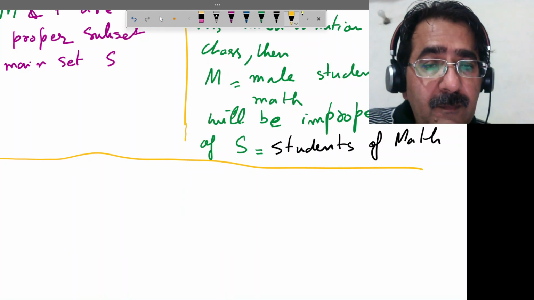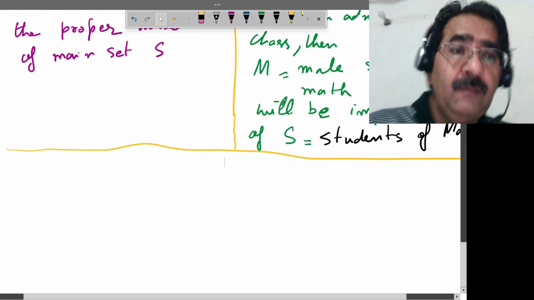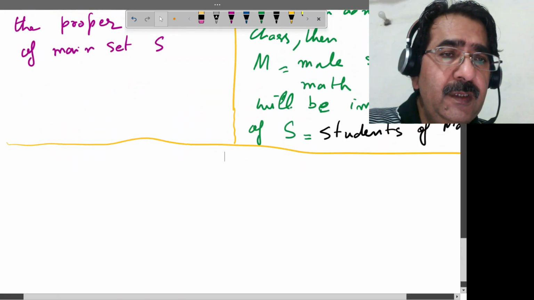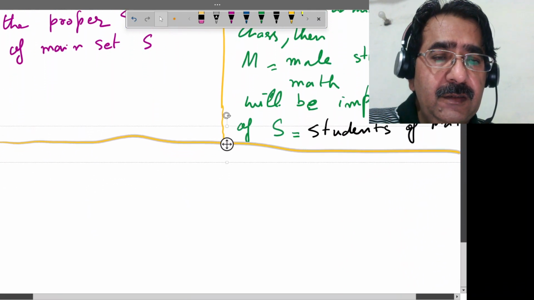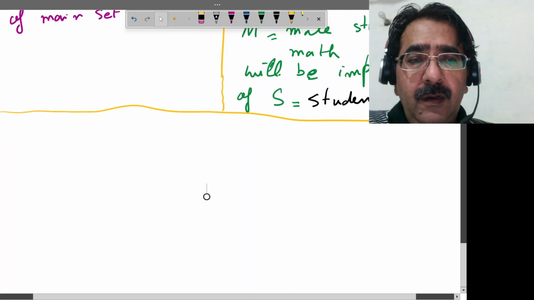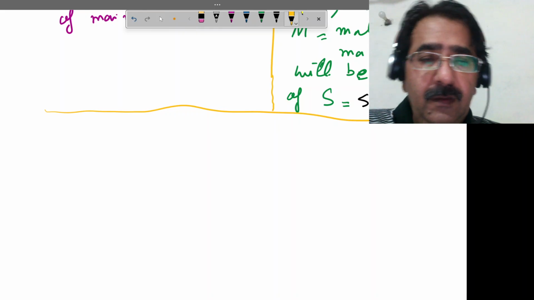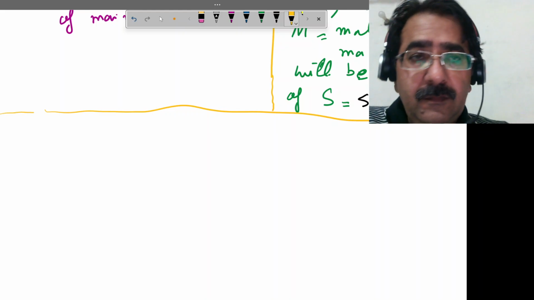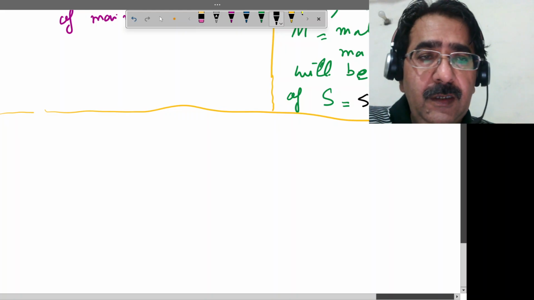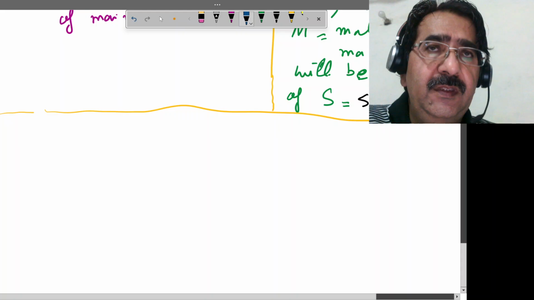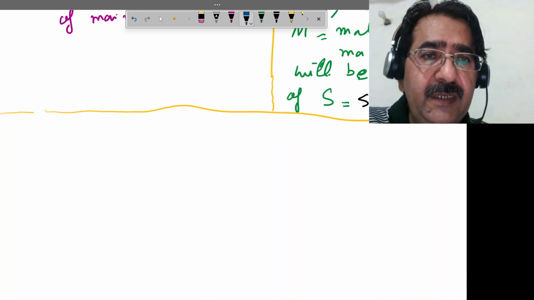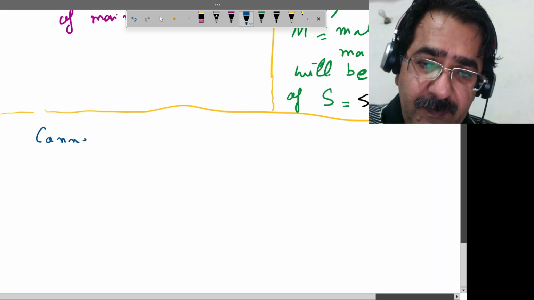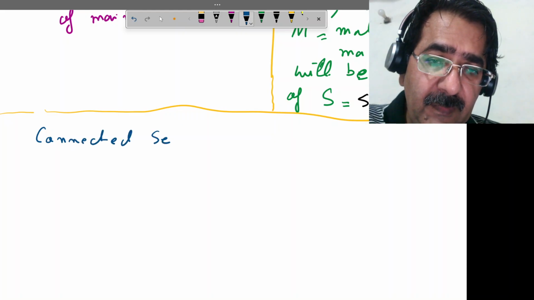As I have already explained, a set may be connected, or a set may be disconnected, a disjoint set. Okay. Before explaining the meaning of connected sets, firstly I have to define connected sets.